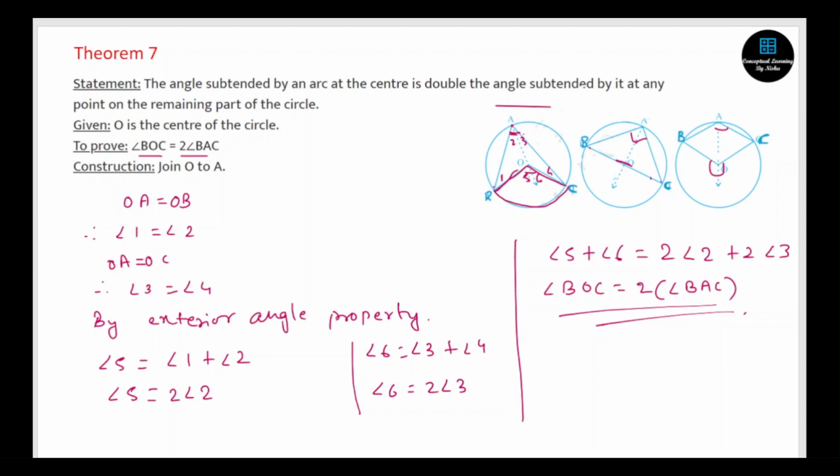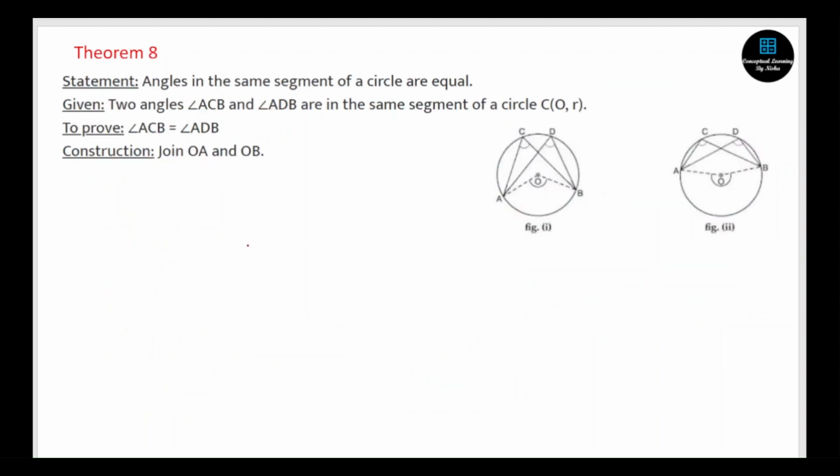Alright? Now, this theorem: angles in the same segment of a circle are equal. So see, AB is the arc. Here, angle AOB is subtended. And angle AOB is subtended here. We have to prove that angle ACB is equal to angle ADB. These two angles are equal. Now, we just prove that. What we proved?